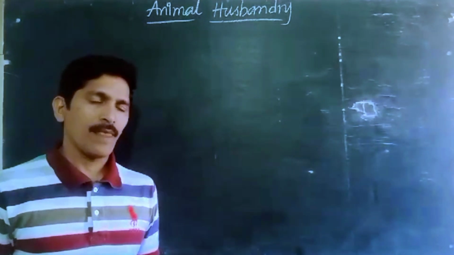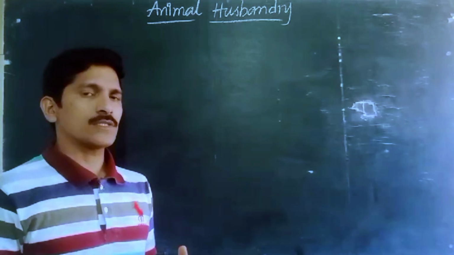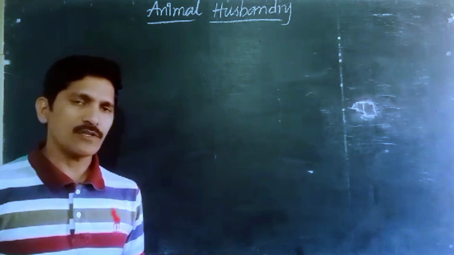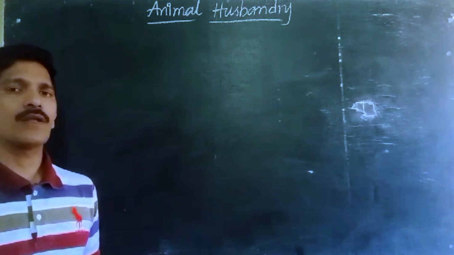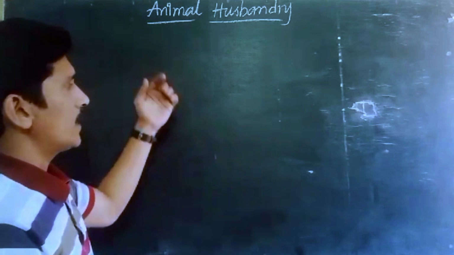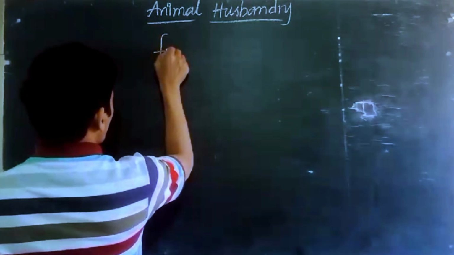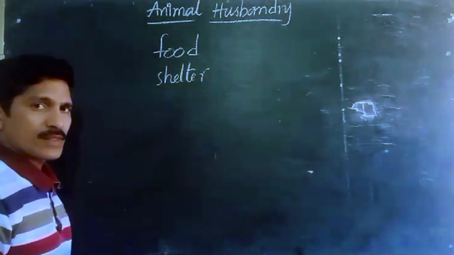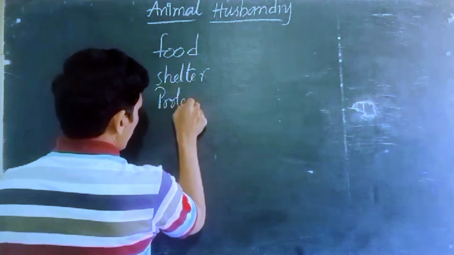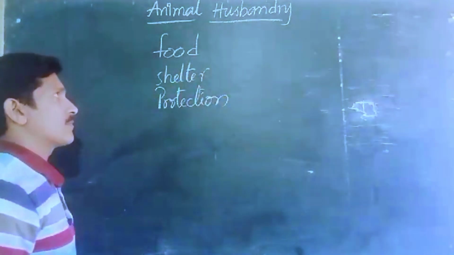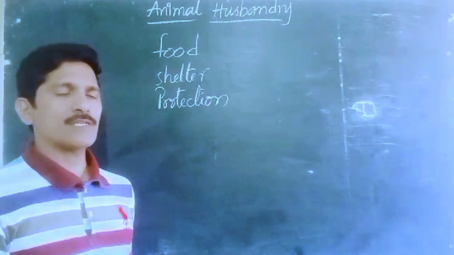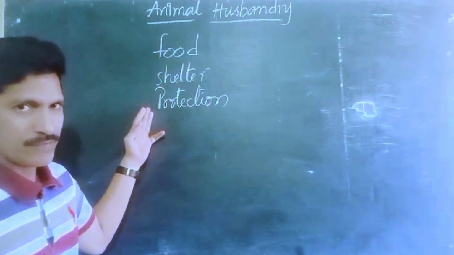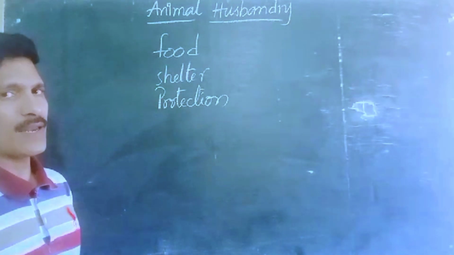Animal husbandry, in the sense of the food we are providing, the shelter we are providing, and the protection we are giving to the animals that are domesticated. That's nothing but animal husbandry. Whenever animals are domesticated by anyone, they must be provided food, shelter, and protection. So these three things are very important in animal husbandry.